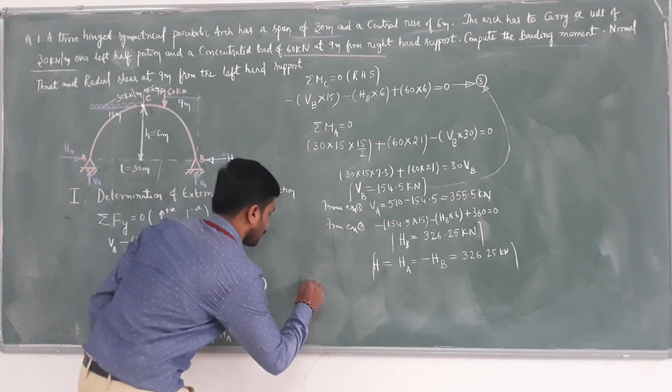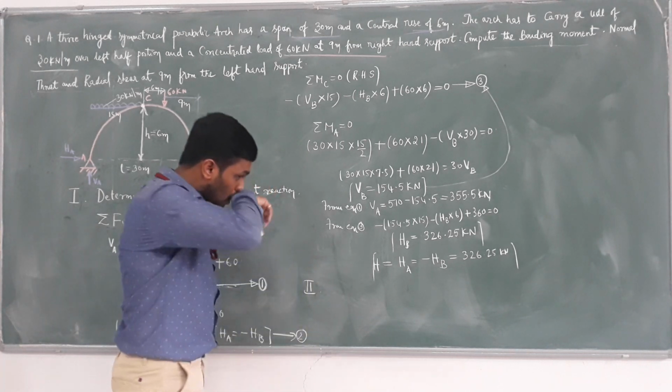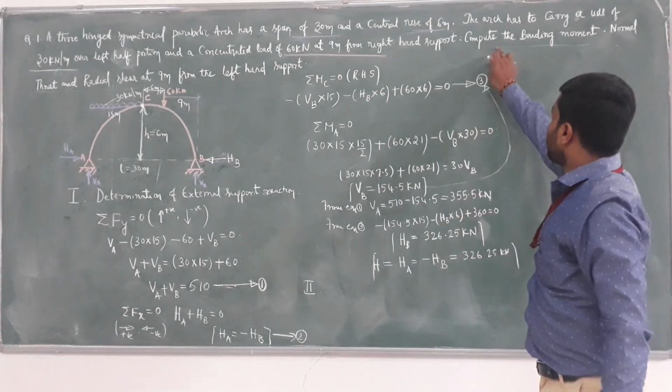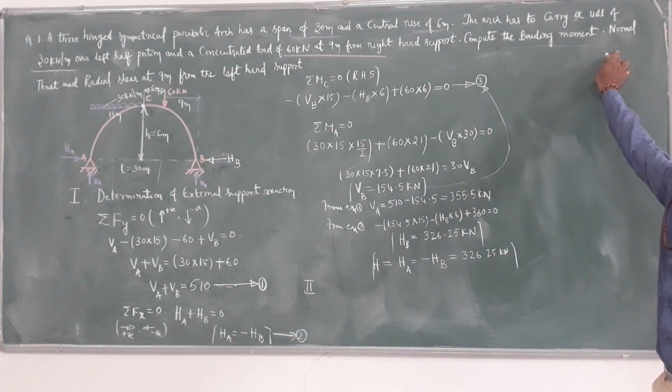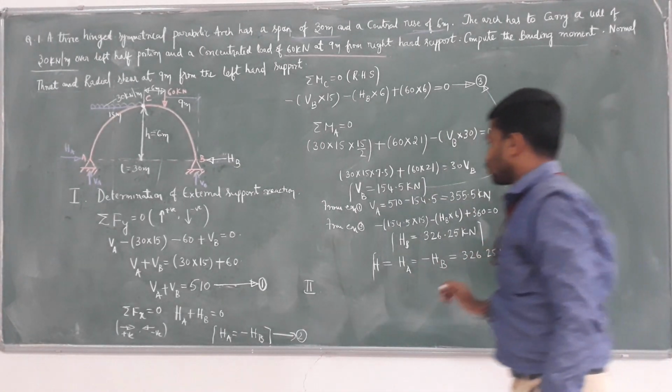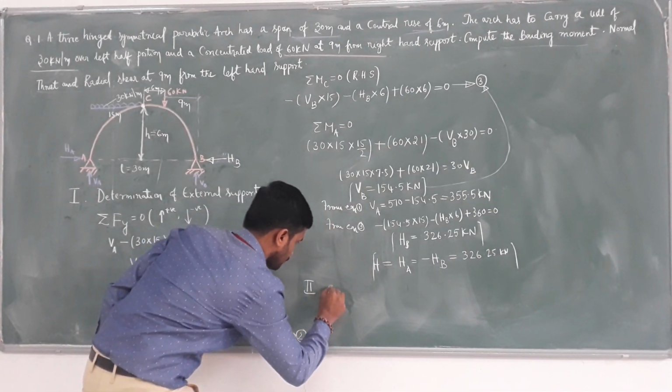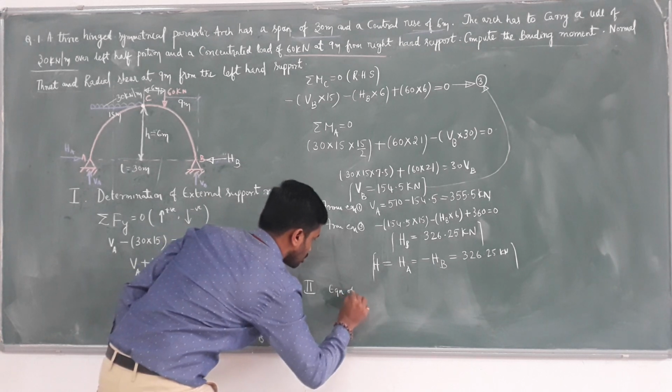Then the second step. What is the second step? We know that we are doing a parabolic arch. The ultimate aim of the problem is to determine the bending moment. So that's why, first, initially consider the equation of parabola.